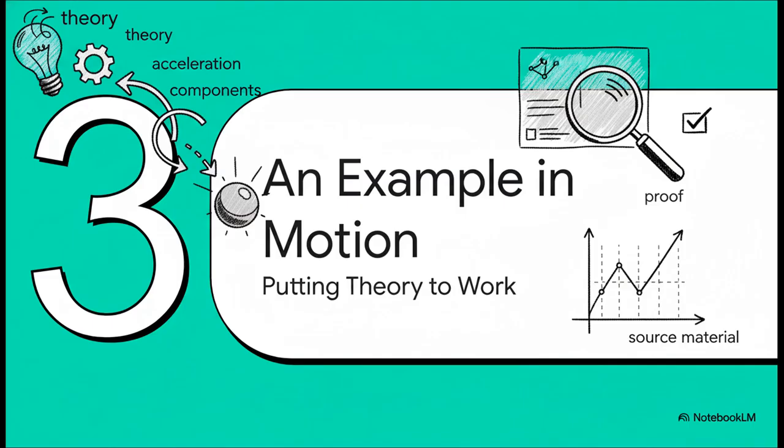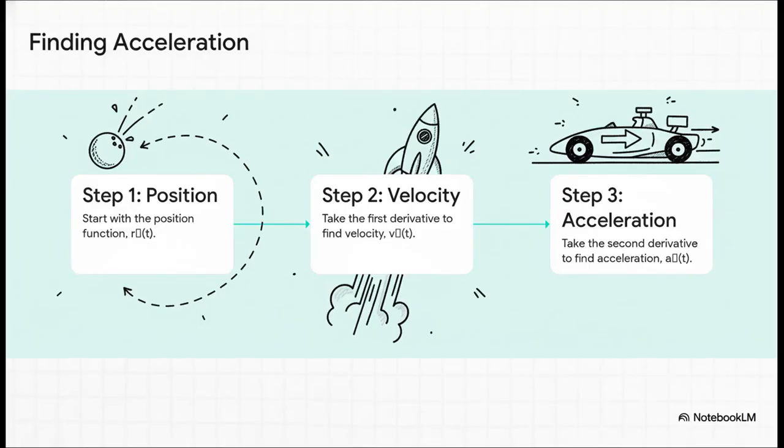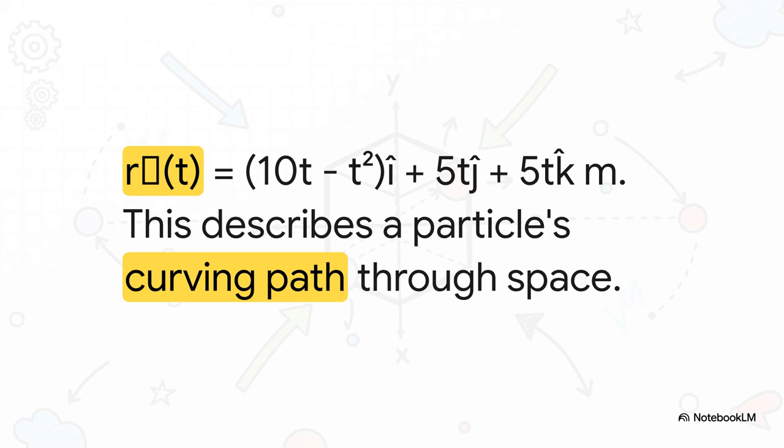Let's get our hands dirty and walk through a real example from the source material and prove that this principle actually works. The game plan is a super straightforward 3-step recipe. We're going to start with a function that describes an object's position over time. Then we'll take the derivative once to get its velocity and a second time to find its acceleration. Simple as that. All right, here's our starting point, the position function for a particle. You can see it's got an i component for x, a j for y, and a k for z. It looks a bit complicated, I know, describing some kind of curving path through space.